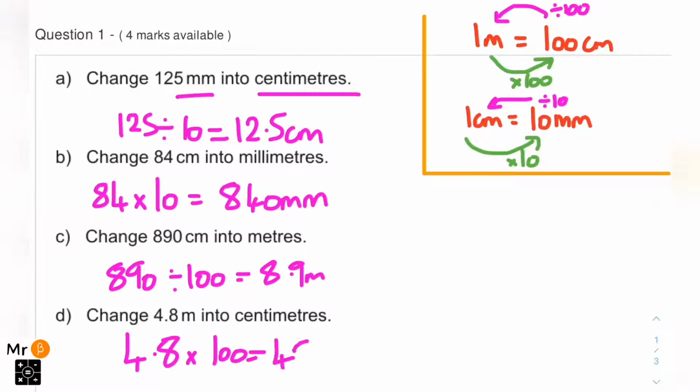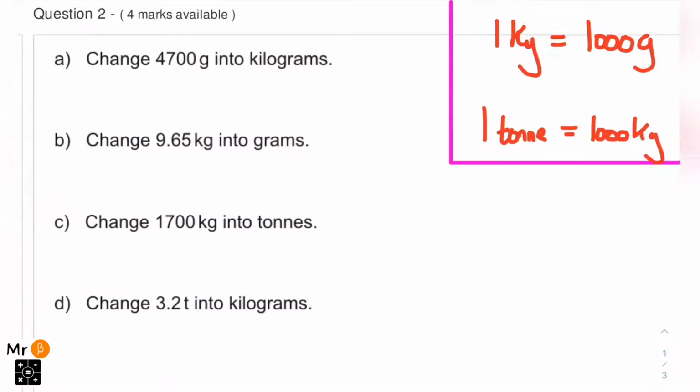to get 480 centimetres. So in question 2, we need to remember these two key facts. To go from kilograms to grams, we're timesing by 1000. To go from tonnes to kilograms, we're also timesing by 1000. And to reverse that process, we would need to divide them both by 1000.